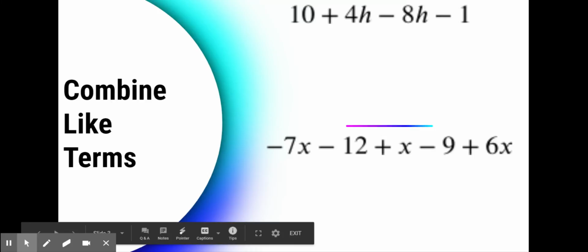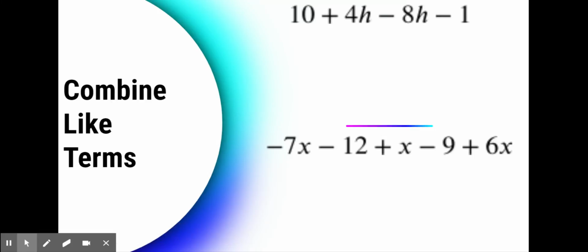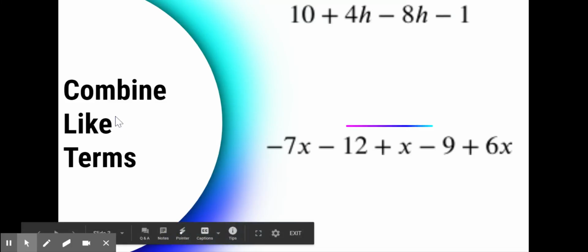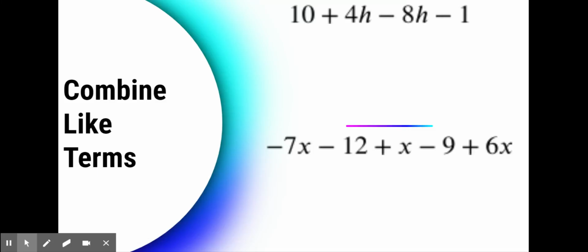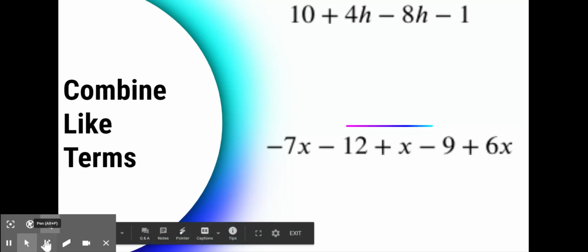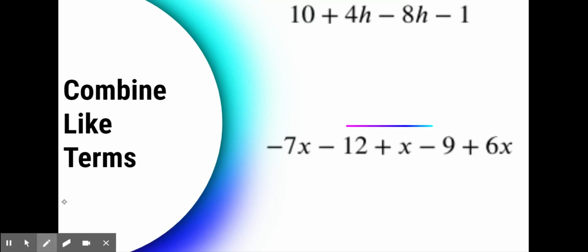My first expression is 10 plus 4h minus 8h minus 1. And in these problems I want to combine like terms. Recall that like terms, they match, okay? They're either both just numbers, called constants, or they both have the exact same variables with the exact same exponents. So if they're like terms, they have the exact same variables with the exact same exponents.